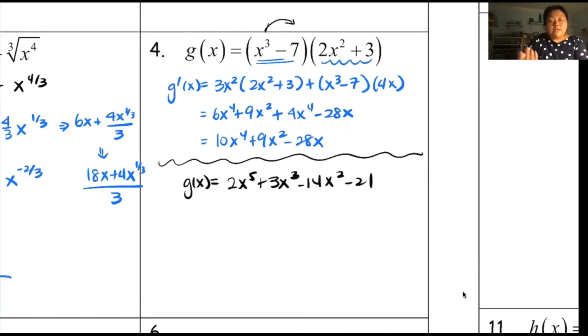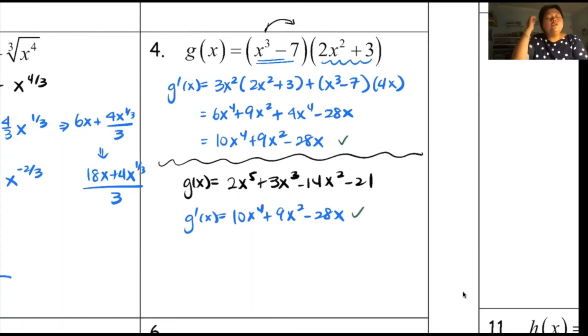Now in this form, it's a lot easier to take the derivative. So g prime of x equals 10x to the 4th plus 9x squared minus 28x. And see? My two answers are exactly the same. So again, there is no pro and con when it comes to polynomial functions like this. But later, if we're introduced to cosine x and sine x and all the other fun functions, then this product rule is going to be super handy.